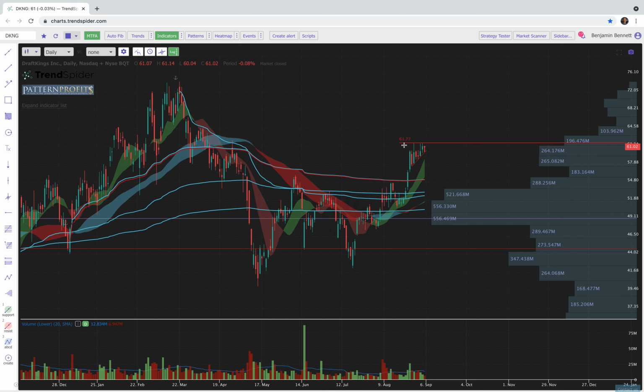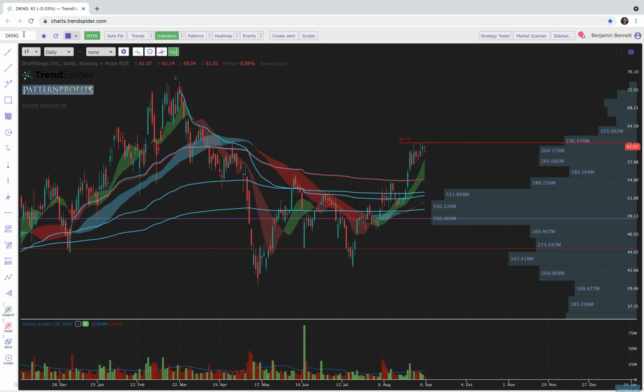61.77 pivot, little ascending triangle that you have here. Inside day to work with there. See if it can inside day come out and clear that 61.77 pivot. Then you've got highs around 74, just under 75. These highs you can target over here once we push out of that triangle.